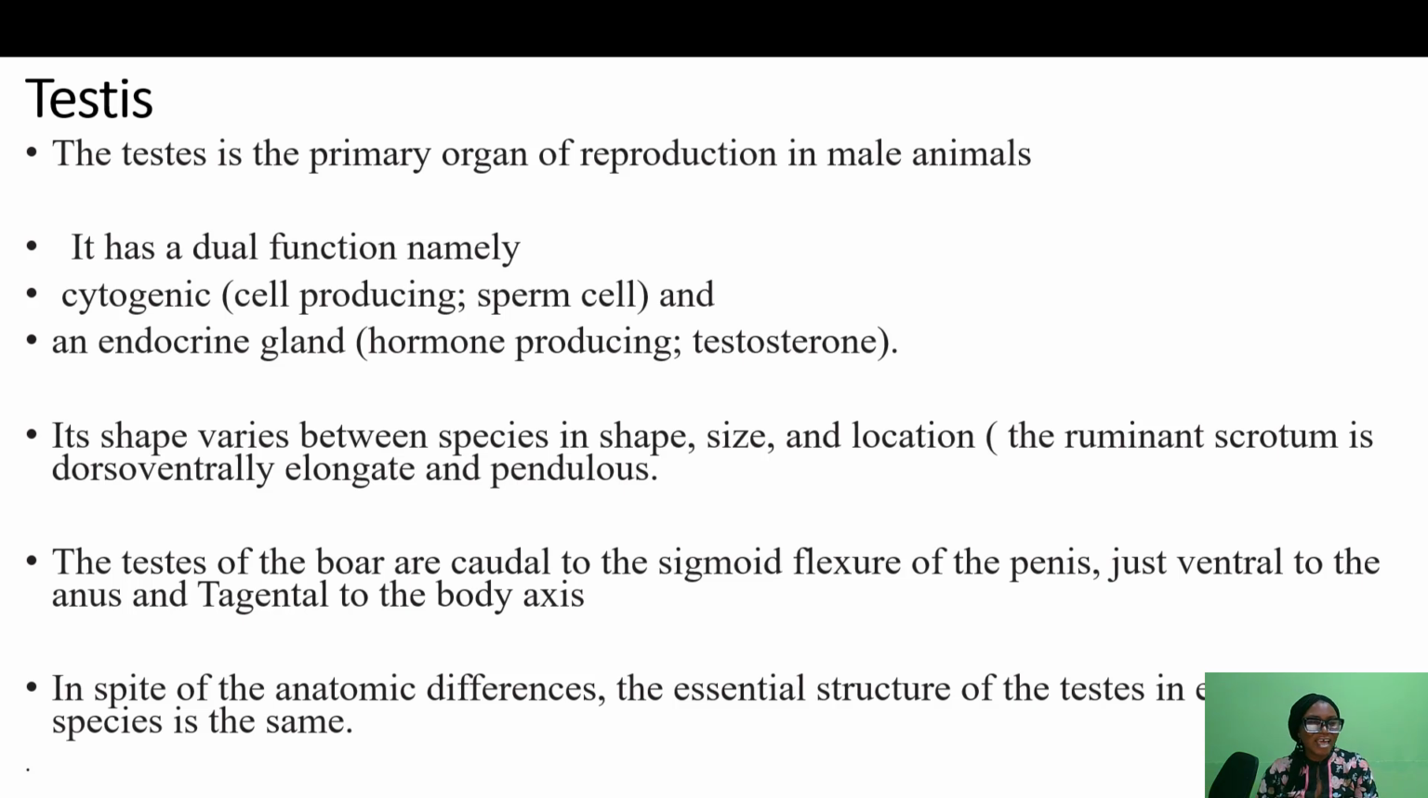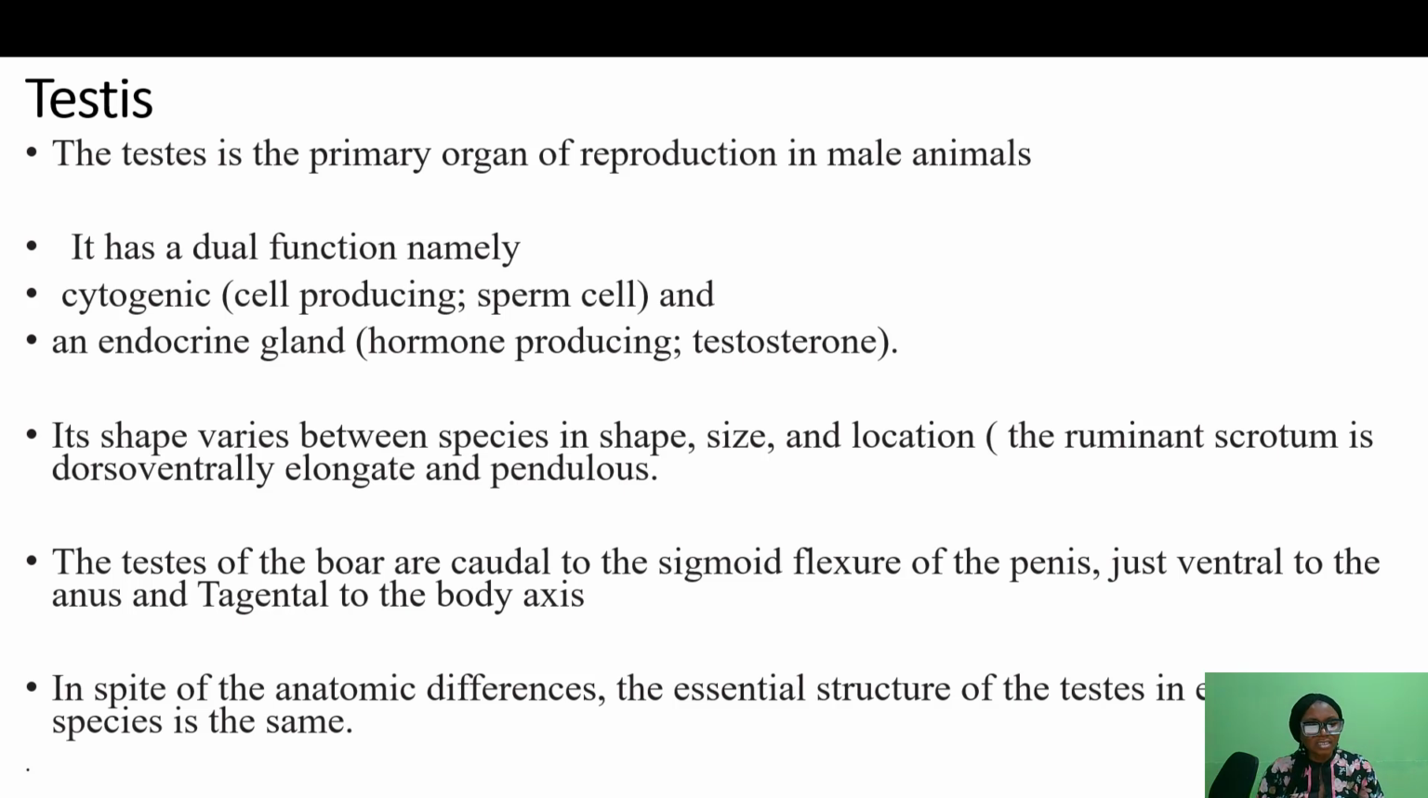Thank you so much. The testis is the primary organ of reproduction in male animals. This is because it has dual function. What did I call it? Dual function. That is, it has two major functions. Number one, it is cytogenic in nature. That is, it produces sperm cells. Cyto means cell. So the cell that the testis produces is the sperm cell.